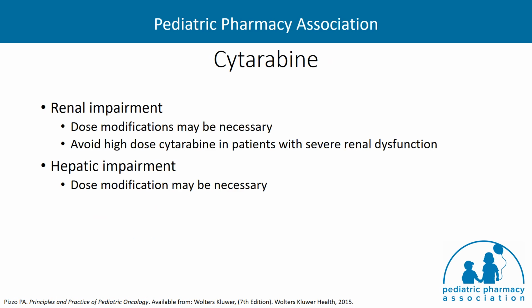There are both hepatic metabolism as well as renal elimination components to cytarabine's overall pharmacokinetics. So really important to note that as the dose of cytarabine you're administering gets larger and approaches high-dose cytarabine level dosing, there is more of a reliance on your patient's renal function for full clearance of drug. So there may be dose modifications needed with significant renal impairment, especially in patients who are receiving high-dose cytarabine. The manufacturer recommends avoiding high-dose cytarabine in patients with severe renal dysfunction for that reason.